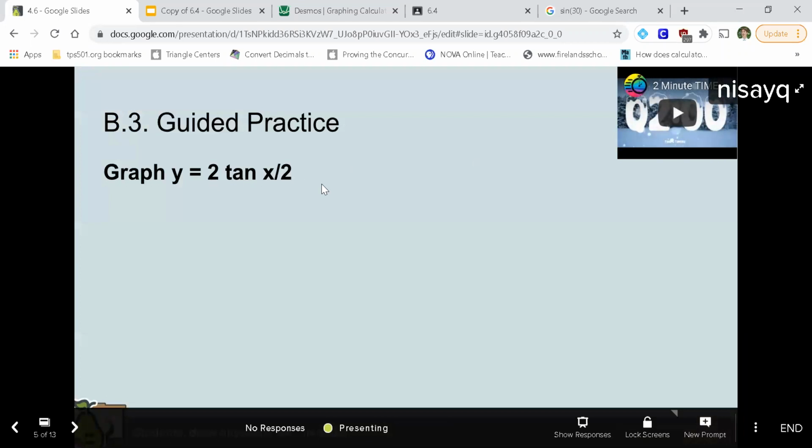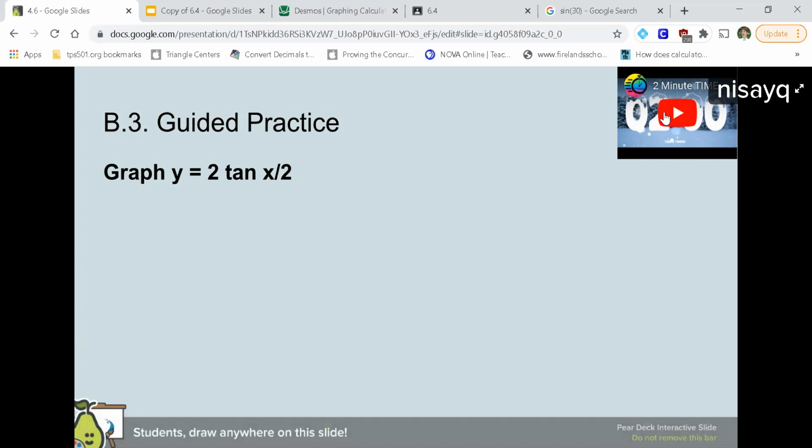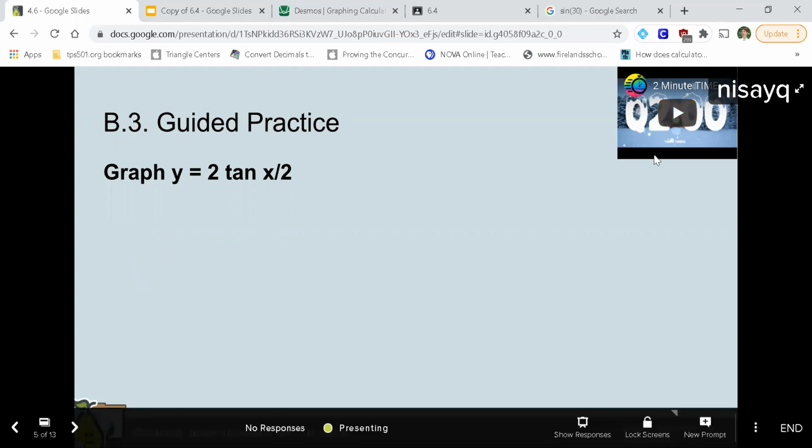Graph y equals 2 tangent of x over 2. I'll give you 2 minutes. And again, if you've been working on this and by the end of this, like a minute 30, minute 45, you're like, I don't know what I'm doing when I'm doing this by hand, try graphing it in a calculator. That way, at least you do have a graph of it. And then we'll talk through again how to do it by hand.